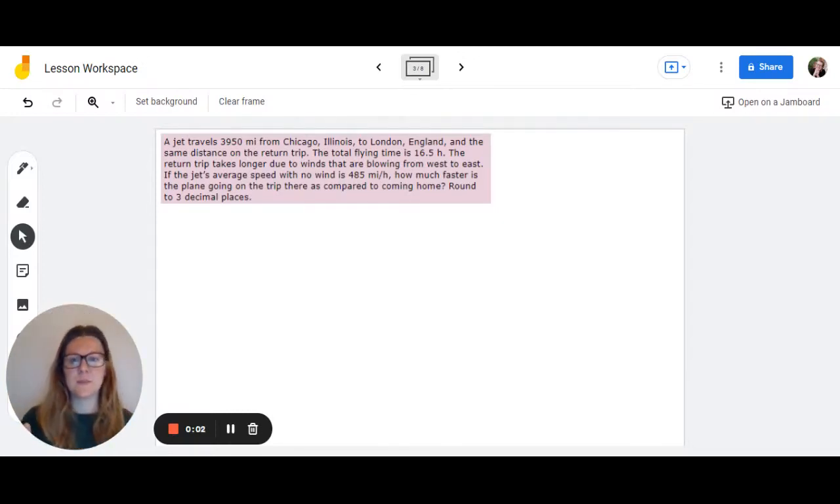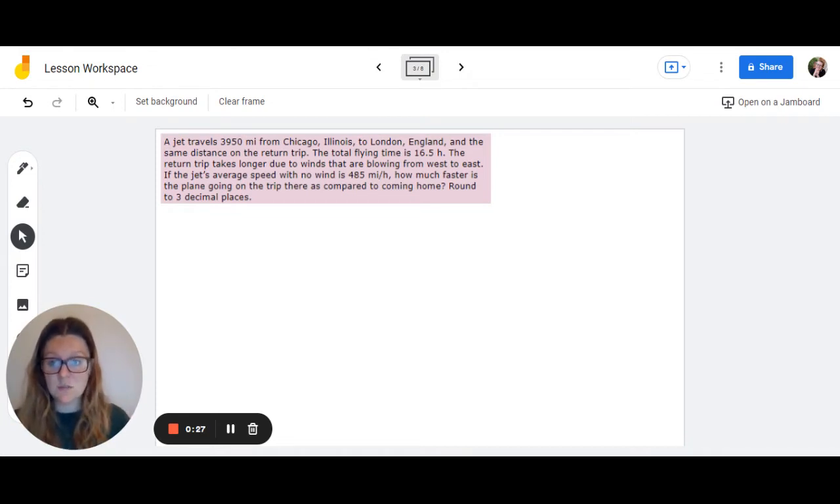Let's go ahead and talk about this plane question. It says a jet travels 3,950 miles from Chicago to London, and it covers the same distance on the return trip. Total flying time is 16.5 hours. The return trip takes longer due to winds that are blowing from west to east. If the jet's average speed with no wind is 485 miles an hour, how much faster is the plane going on the trip there as opposed to coming home?